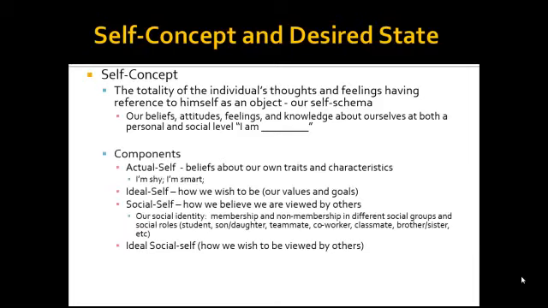Normally we can think of four components. The actual self is what we think of who we are. Usually it's about our personality and traits. Our ideal self, who we wish we were, which includes our values and goals. Our social self, how we're viewed by others. And an important idea, if you watch the Khan video that's also online, is our social identity and our membership in different types of social groups and the different roles we play. And lastly, there's the ideal social self, how we wish to be viewed by others.